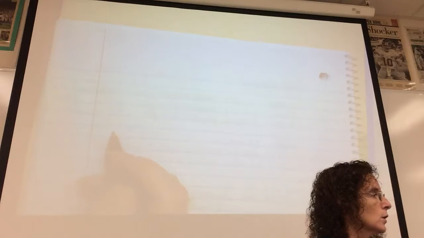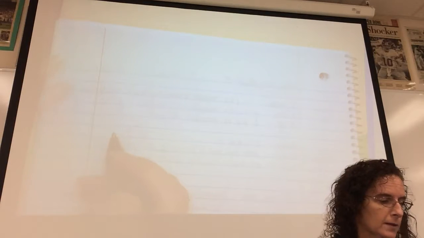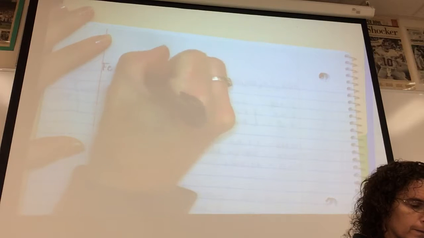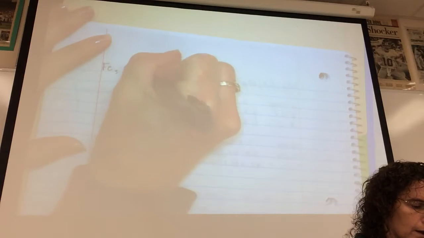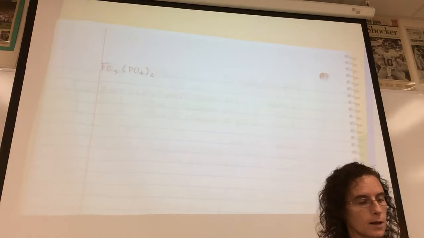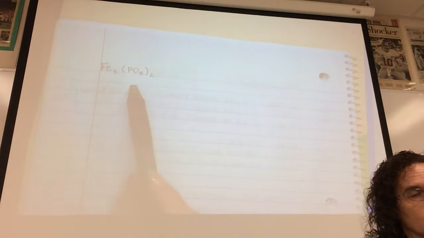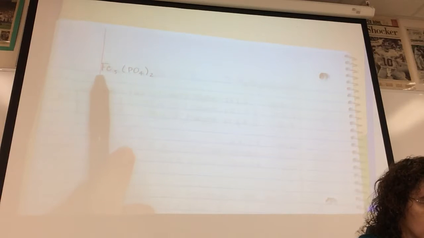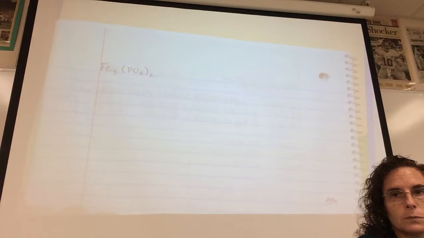Okay. First thing I need to do is write the chemical formula for iron 2-phosphate. And again, you've already been assessed on this. You are very successful formula writers. Have to specify the charge on iron because iron is a transition element that can form ions of multiple charges due to D-filling orbitals. Iron 2-phosphate.